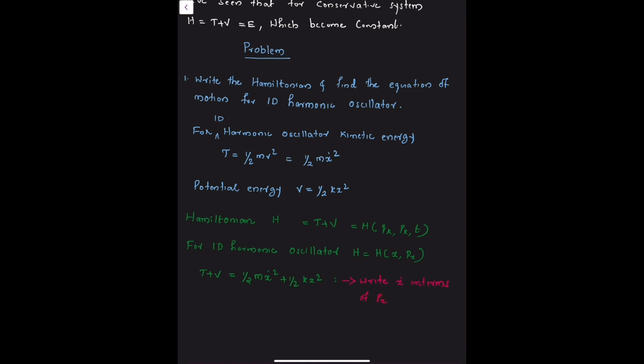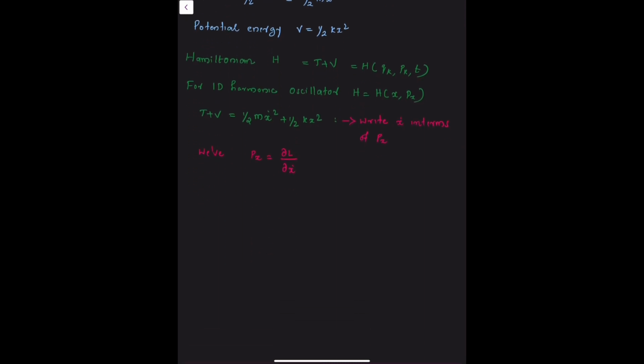But instead of x dot, the Hamiltonian function contains px. So we have to replace x dot, or write x dot in terms of px. Then only it will become a Hamiltonian function. So our first aim is to write x dot in terms of px. What is the relation connecting x dot and px? We have seen that px is equal to dou L by dou x dot, where L is the Lagrangian.